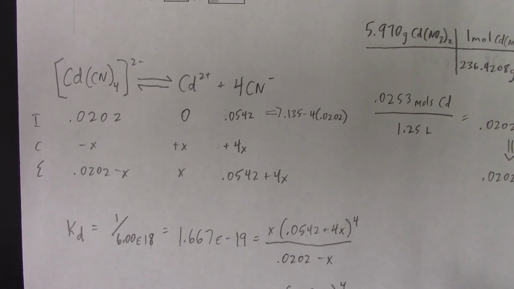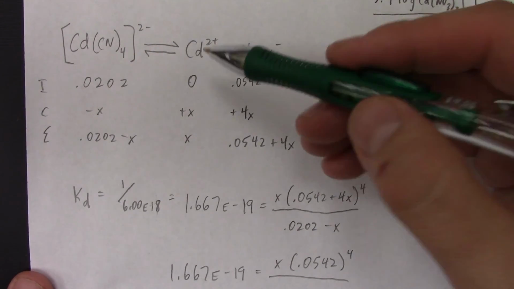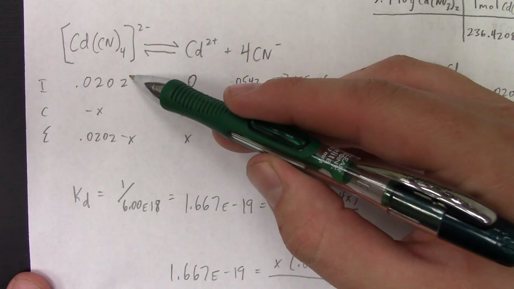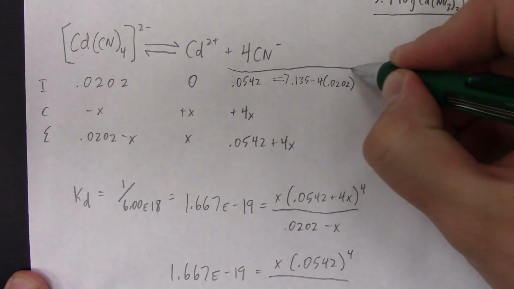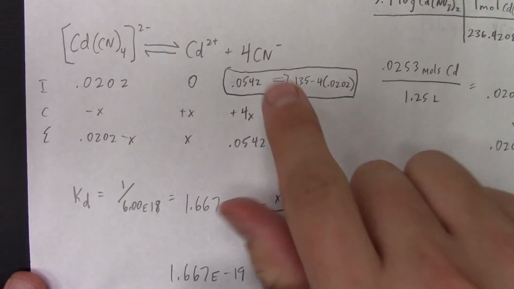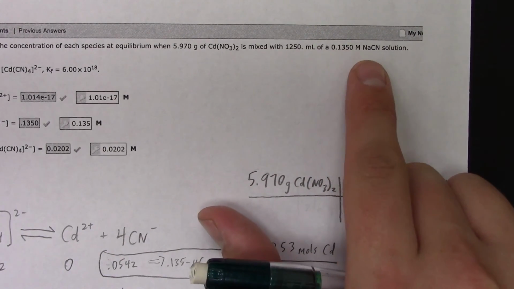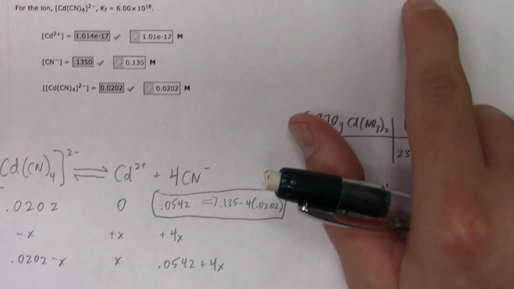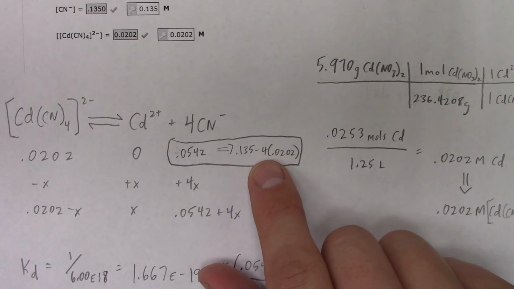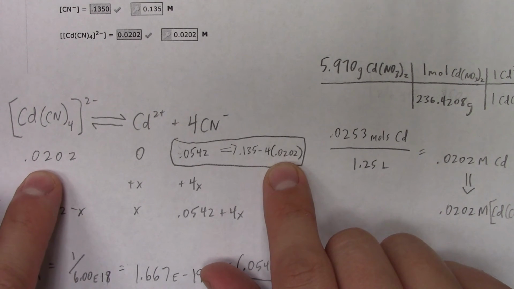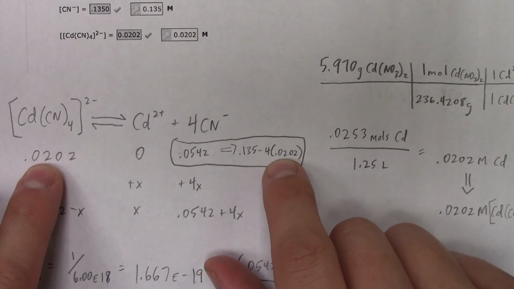With this in mind, let's now turn towards our ICE chart. We said that this cadmium had decreased to 0 because all of it went to form the complex ion. But here again is the change that I want y'all to see. This concentration of the cyanide is not the 0.135 molar sodium cyanide that we initially had. It's the concentration minus 4 equivalents times the cadmium that was consumed in the formation of the complex ion.